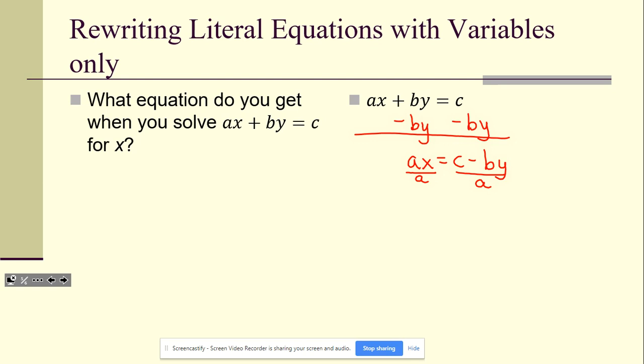And again, there are no like terms here, so x is going to be equal to c minus by all over a. And that is your final answer. Understandably, it looks a little ugly and confusing, but again, that is the final answer because there are no like terms that we can combine.